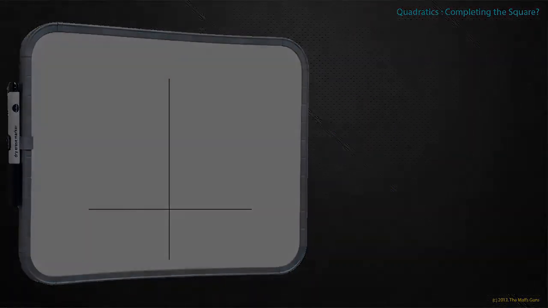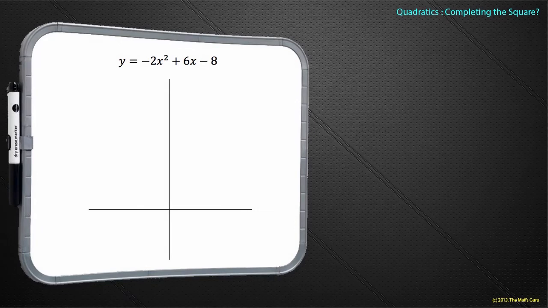Probably not. What about this minus sign? Minus 2x squared, does it change? Nope. Same idea as we had before. Let's write the question out. Y is equal to minus 2x squared plus 6x minus 8.